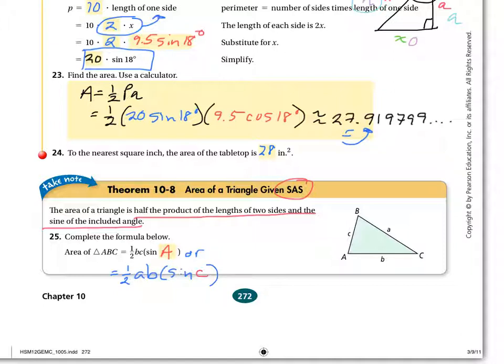All right, so you write the third one. The third one is going to be, oh, look at that. Or 1/2, and I want you to do, we haven't done A and C, right? So do 1/2 A times C. What is the included angle between A and C? B. And so we would multiply this by the sine of B.